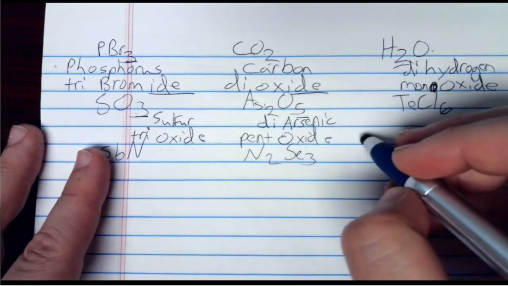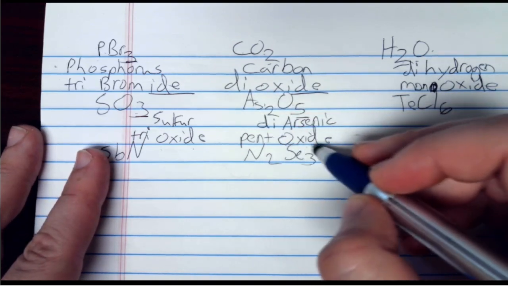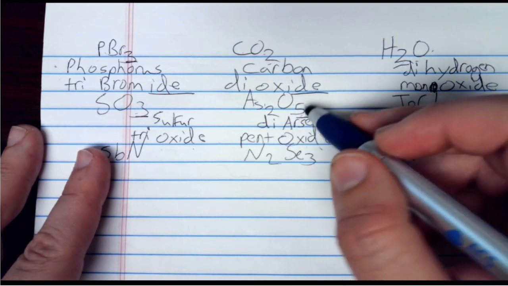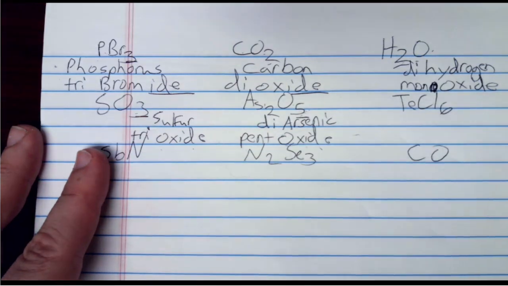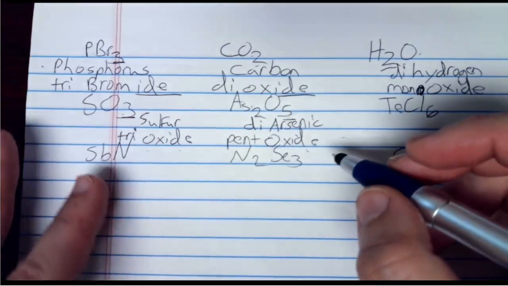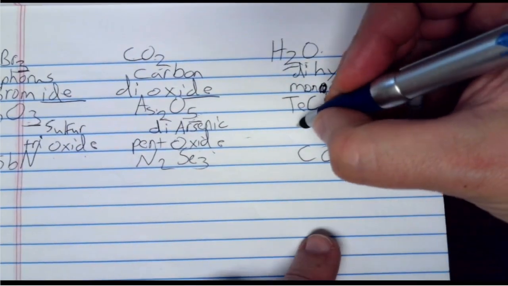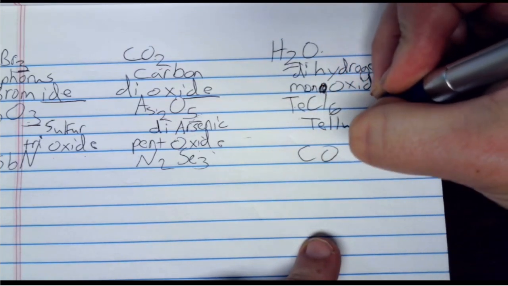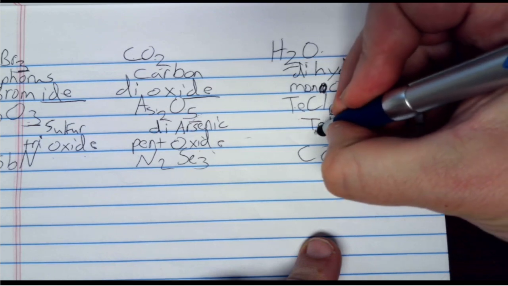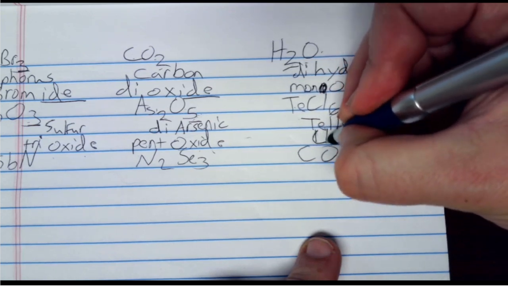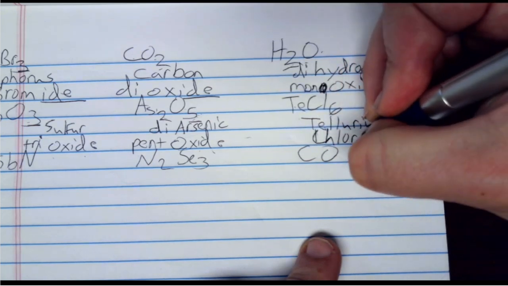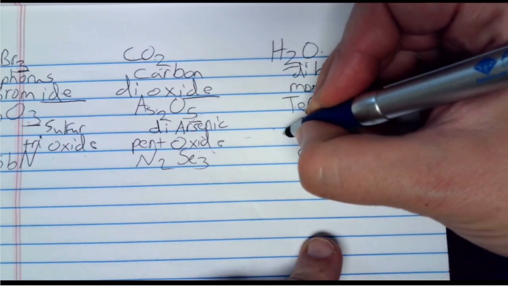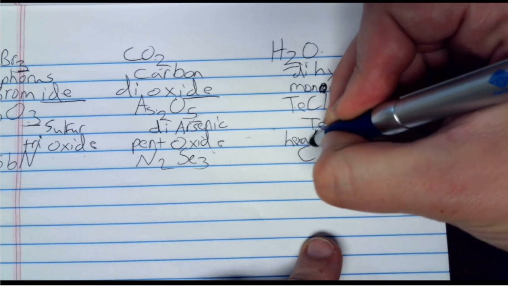See how I'm breaking it down? First guy, just the element. Second guy, element plus ending. Second guy, prefix. First guy. So, this is tellurium, not a usual one, tellurium. And then we have chlorine, so this becomes chloride. There's 6, so it'd be hexachloride.